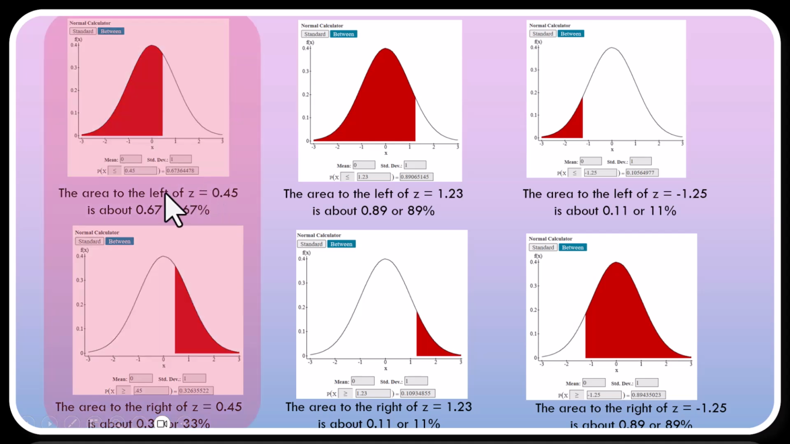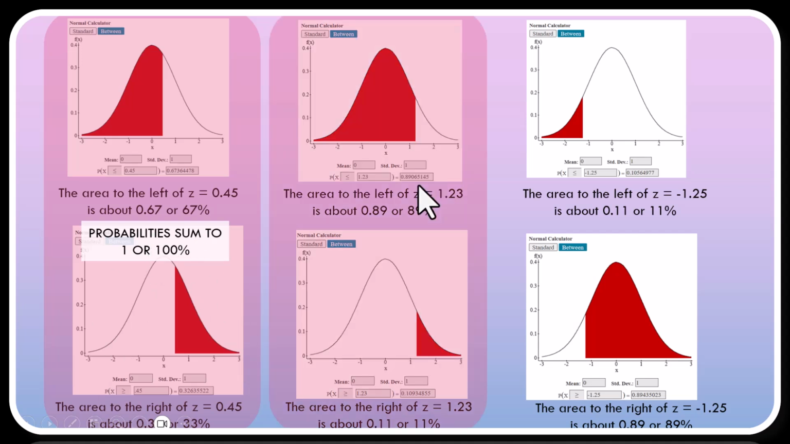If I add together the area to the left of this z-score and the area to the right of this z-score, we have about 67% and about 33%. Well, they add to 1 or 100%, which is exactly what they should, because remember, the total area under the curve is 1 or 100%. Same thing with the next one. If I take the area to the left of z equals 1.23 and the area to the right of z equals 1.23, I have 89% plus 11%. Again, that adds up to 100%.